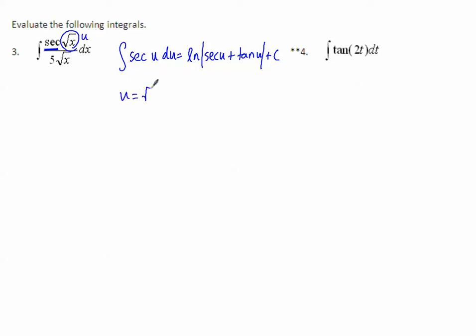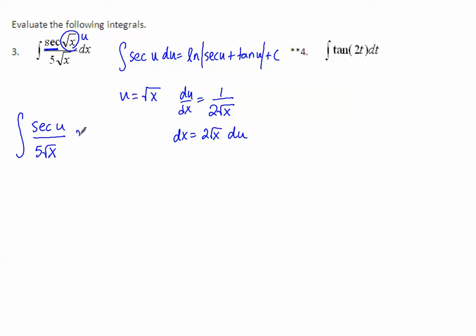So u is the square root of x, and I know du dx is 1 over 2 square root of x. Solve for dx, and I get 2 square root of x times du. Do a substitution in here. Integral of secant of u over, so my denominator is still 5 square root of x, dx is 2 square root of x du, and then I've got square root of x with square root of x. Square root of x over square root of x, gone. 2/5. I can pull those out. So what does this look like?